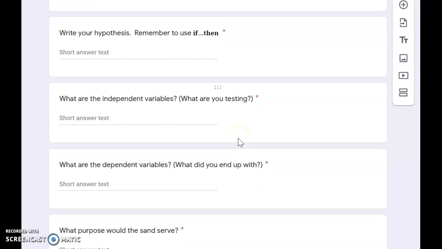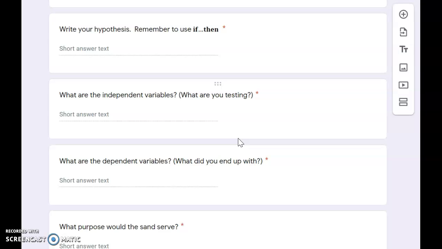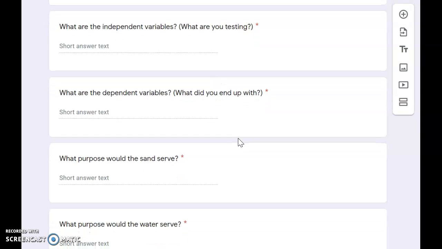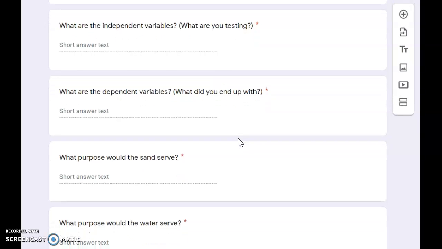What are the independent variables? Remember, the independent variable is the only thing that actually changes in the material setup. So what is different about the materials? The dependent variable is what you measure. This can be determined based on the materials that are listed above. What is a product that we can measure using the materials above?